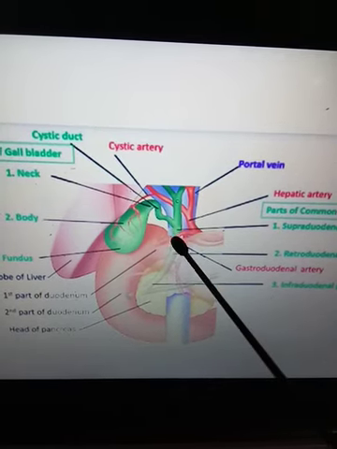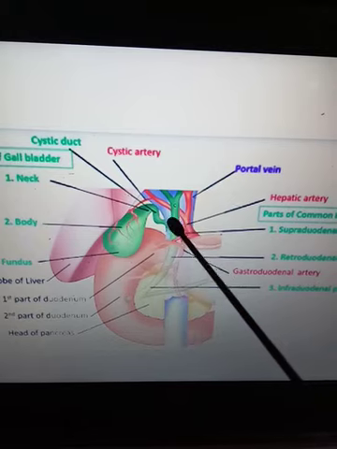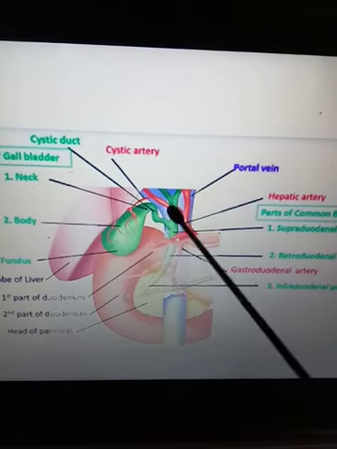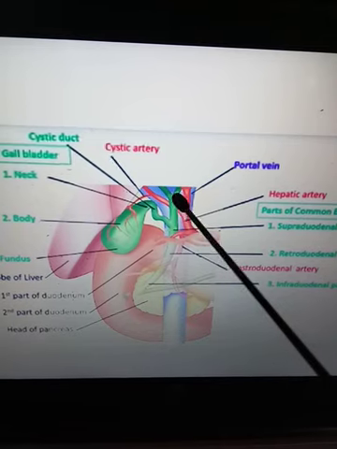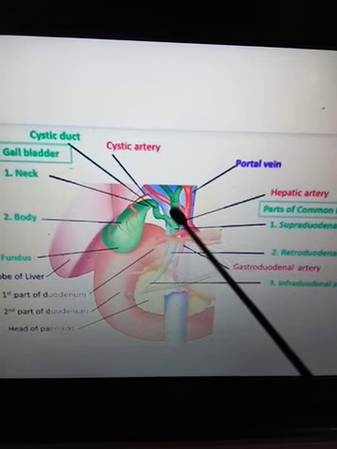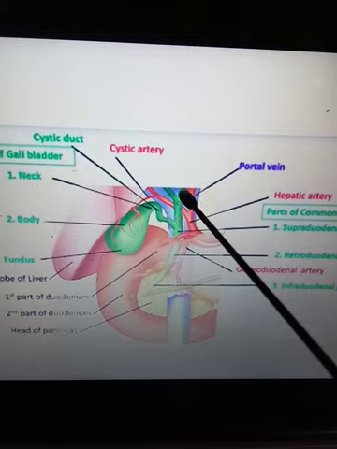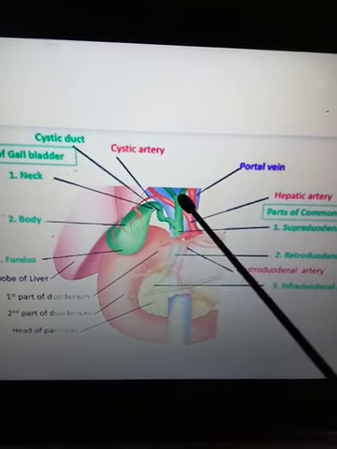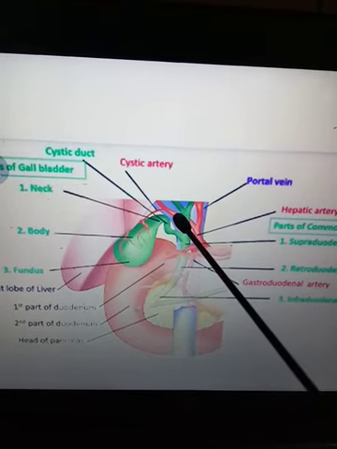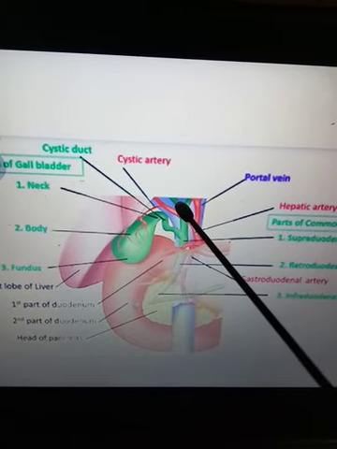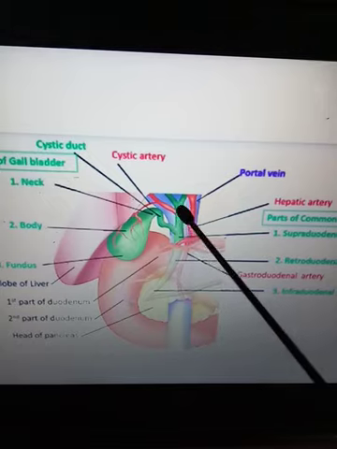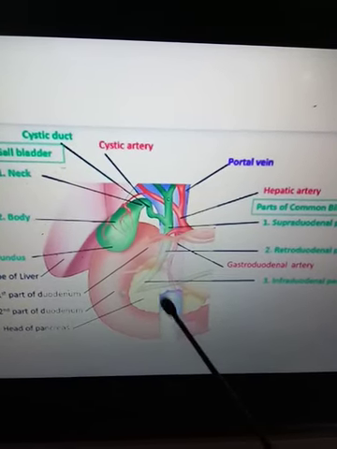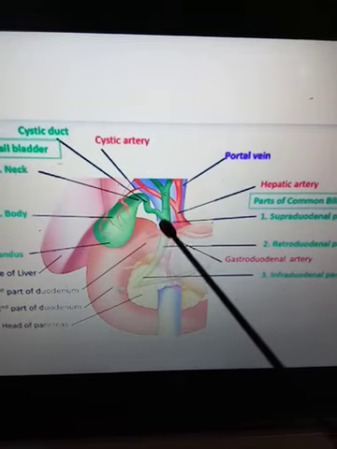Now this bile duct is divided into parts. It is 8 centimeters long and its diameter is 6 mm. Its course is divided into parts. This is the first part, the supraduodenal part. Since this is your duodenum, this first part is the supraduodenal part.